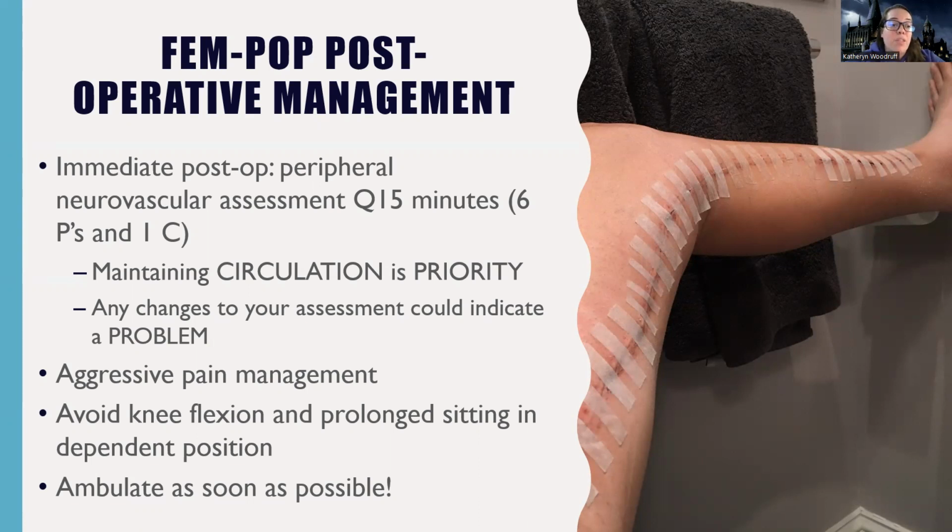So we're going to do our 6 P's and 1 C, watching that circulation, making sure that they have a good color, temperature, capillary refill, pulses. They're able to move it. They're not having numbness and tingling, and monitoring that pain closely. Any changes could indicate a problem, so you definitely want to be watching that very, very closely.